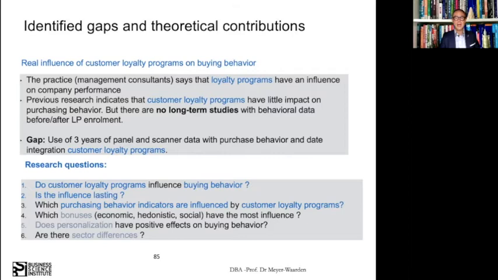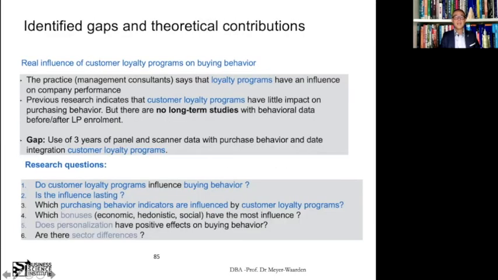And our research questions formulated were the following: do customer loyalty programs influence buying behaviors? Is the influence lasting and long-term oriented? Which purchasing behavior indicators are influenced by customer loyalty programs, such as, for example, purchase frequencies, purchase baskets, share of wallet? Which rewards, economic, hedonistic, or social rewards, have the most influence? Does personalization have positive effects on buying behaviors? Because loyalty programs collect data, the question is whether this data enables firms to do personalization and subsequently influence buying behaviors. And finally, are there sector differences between retail and service?